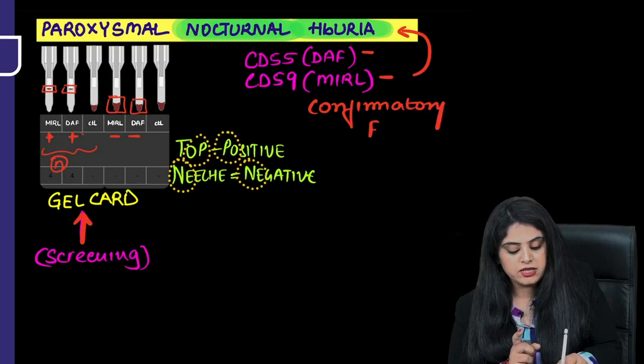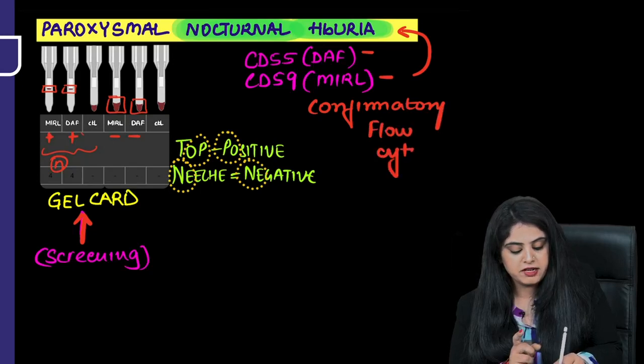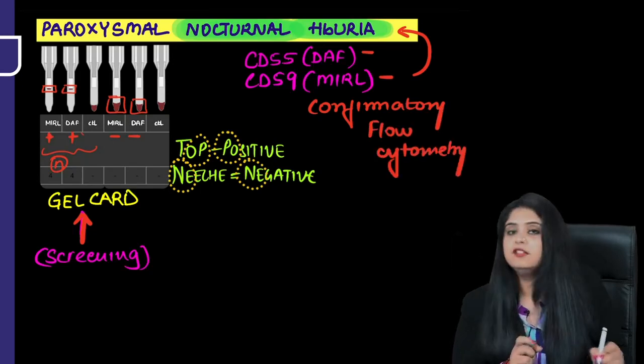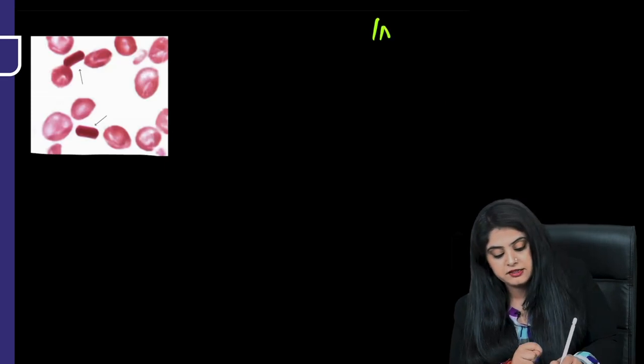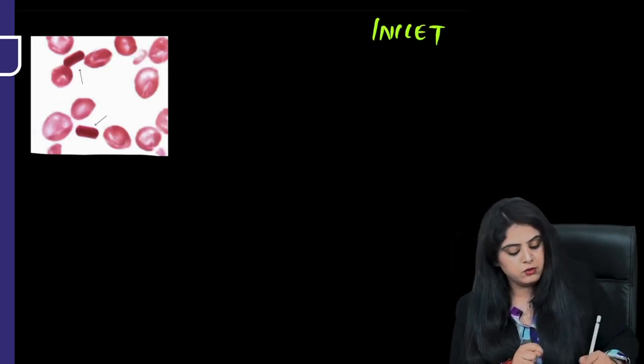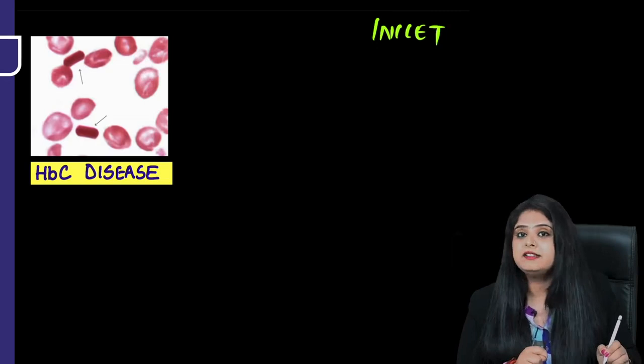We are finally going to measure it with the help of flow cytometry and find out whether CD55 and 59 are present or not. After this, I'm going to show you an image which is important, really important for the INI-CET exam. This is a very rare kind of a hemoglobin disorder known as hemoglobin C disease.